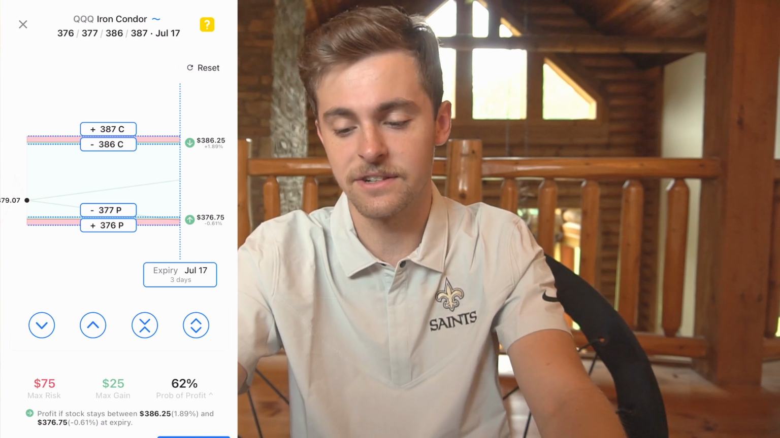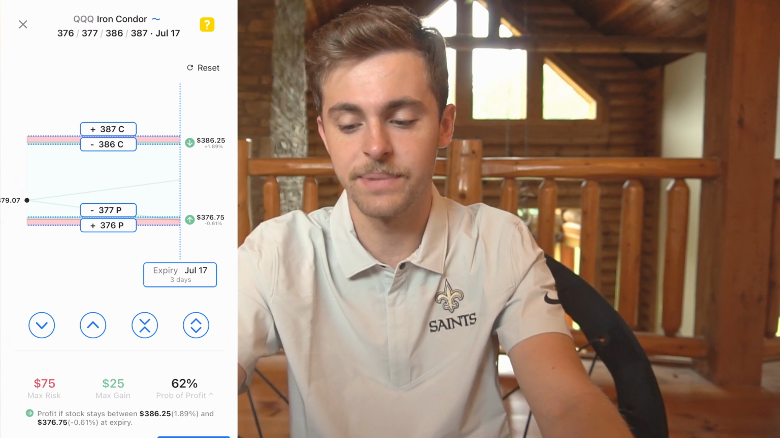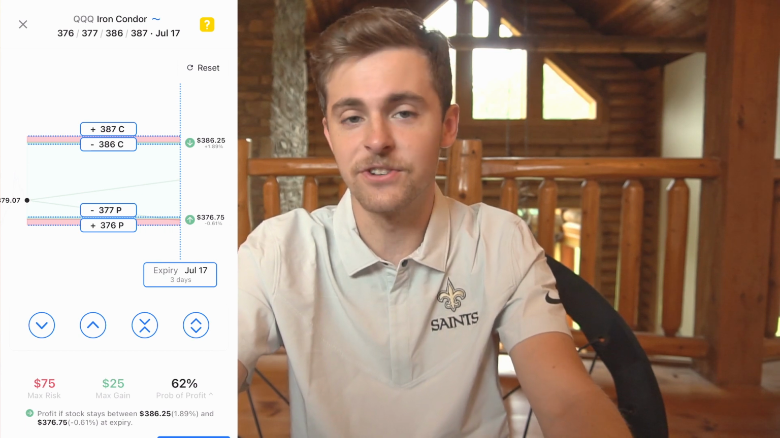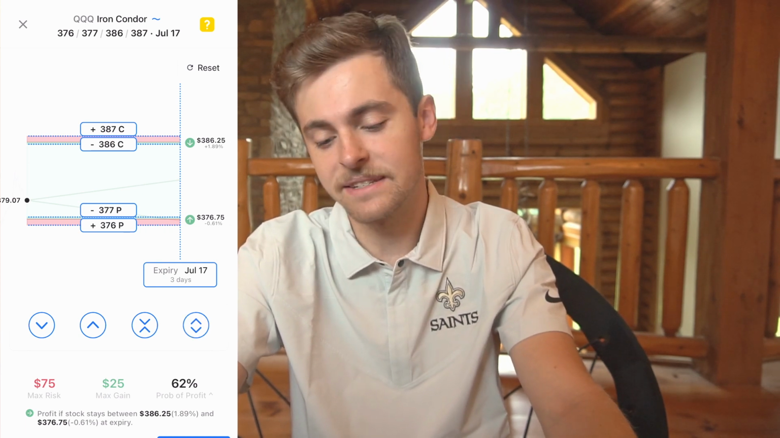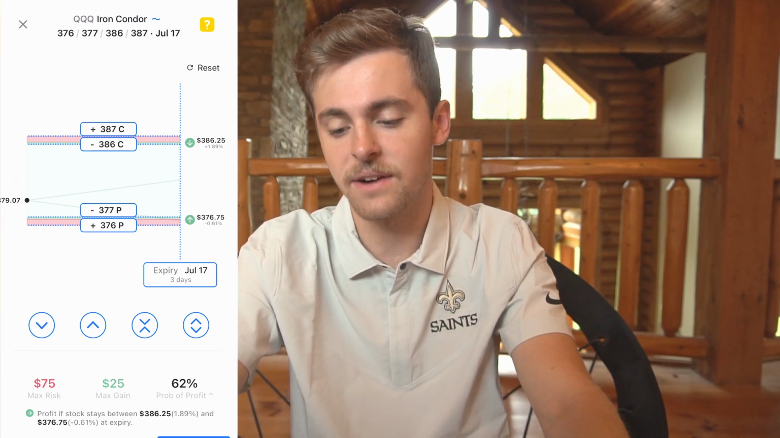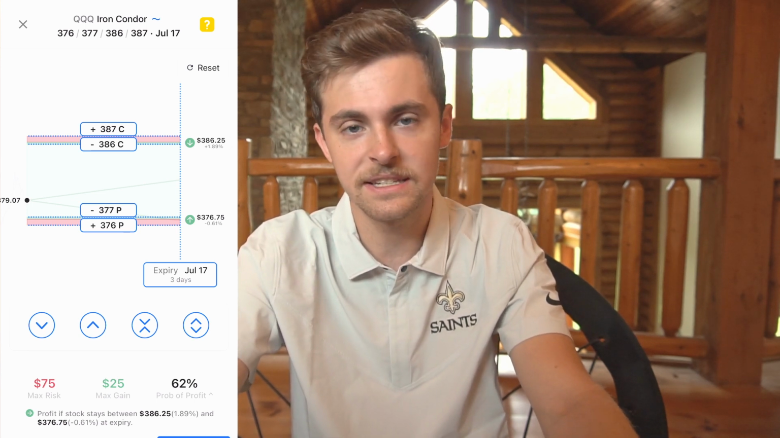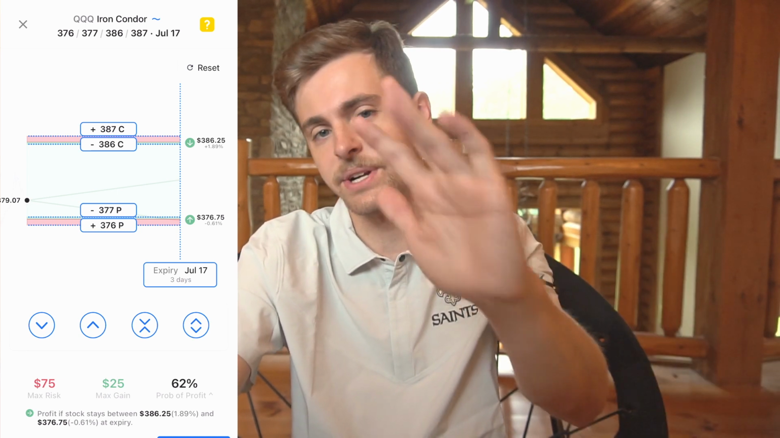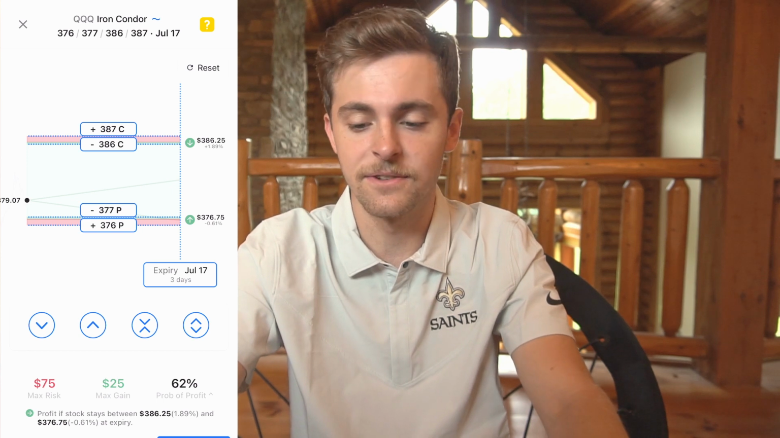386 up top is going to be where your bearish position starts, which is a 2% move to the upside. I'd be very shocked if that got tested on Monday. Basically risking 75 bucks to make 25, you have a 62% chance of profit. So if you had a really good thesis that this was going to work out, you could take this trade and slowly watch the market drift up on Monday like it's done for most of the week.